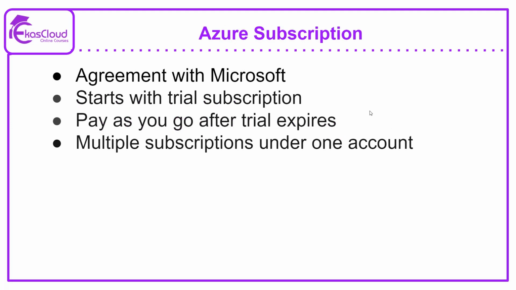A subscription is actually an agreement with Microsoft to use one or more cloud platforms or services. It starts with a 30-day trial with $200 worth of free services. But once that trial expires, we can only use the services in a pay-as-you-go manner. So if you're linking a credit card to the account after this trial period, then Microsoft will charge you for the services you are using. Also, we can create multiple subscriptions under one account.